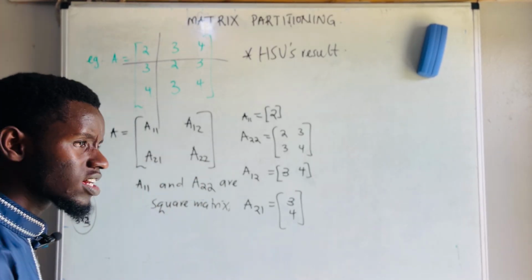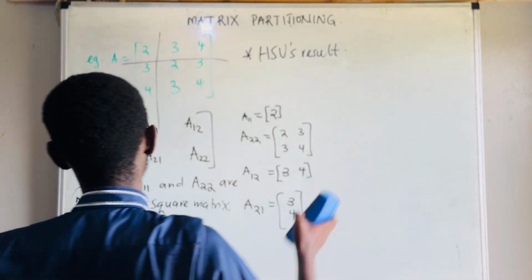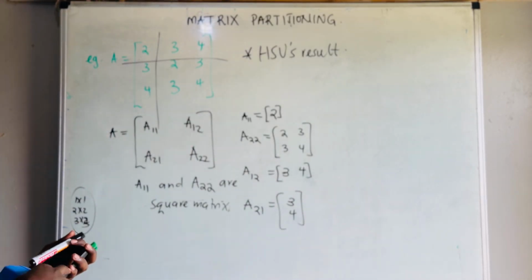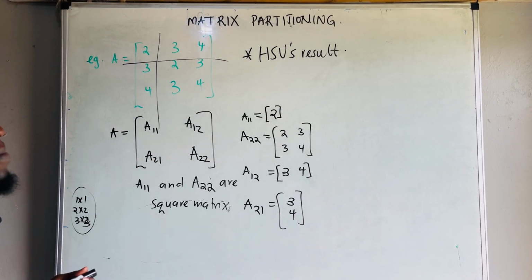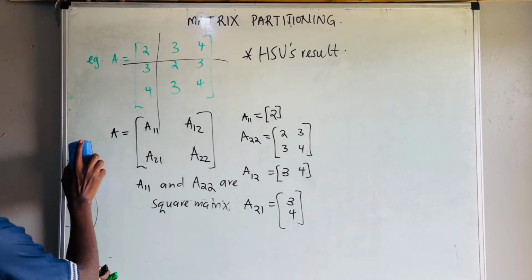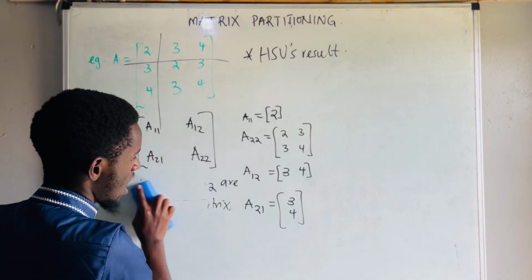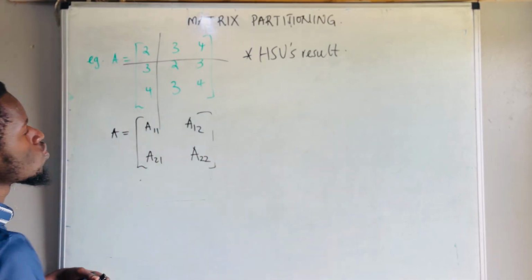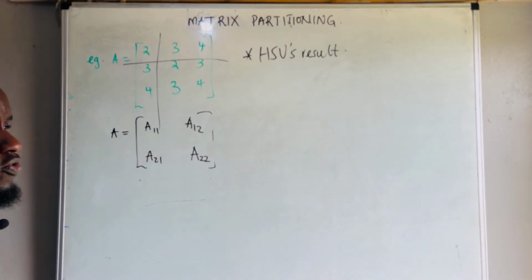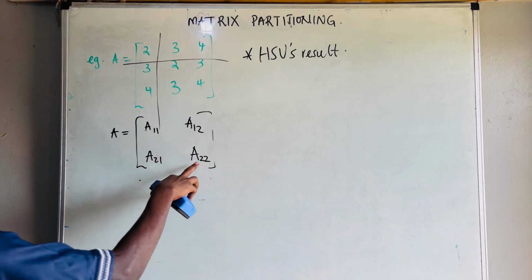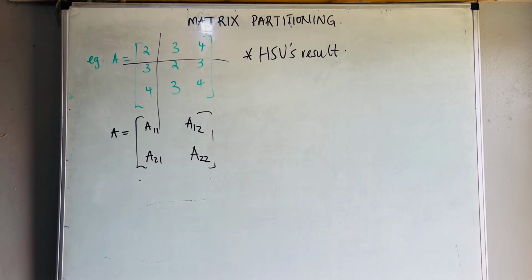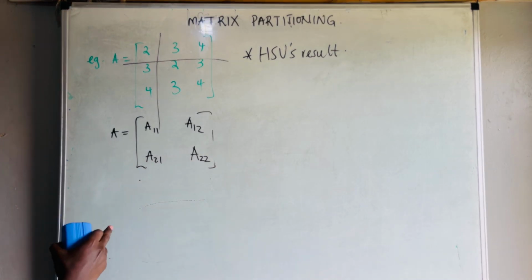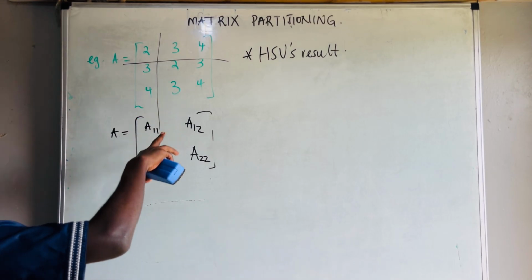We can also have a simpler example of a 4 by 4 matrix to see how we use the Hussey's result to find the determinant of the matrix. For this, you are able to appreciate that in order to partition a matrix, you have to make sure that A11 and A22 form square matrices. For any matrix you are given, make sure that A11 and A22 are square matrices.